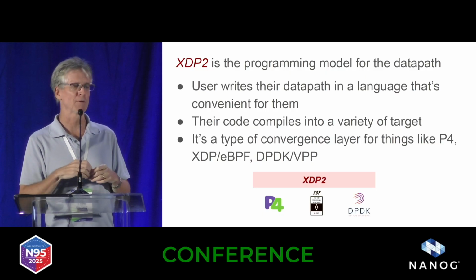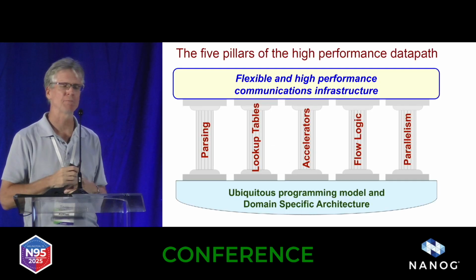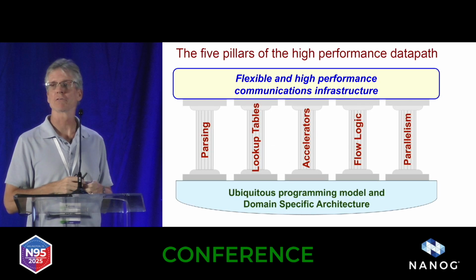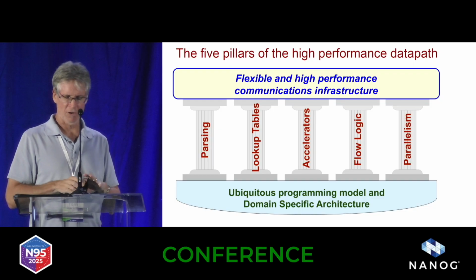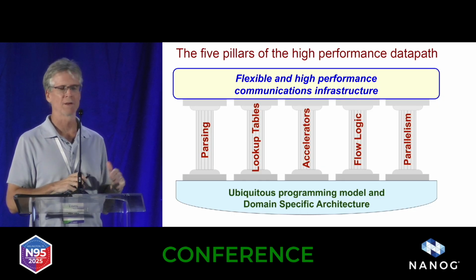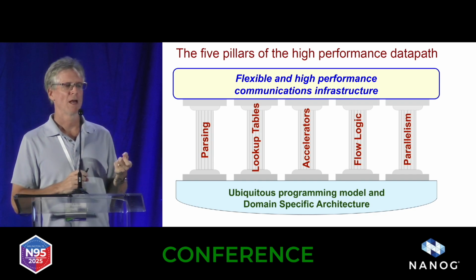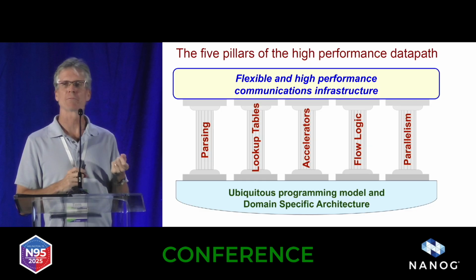It's pretty popular in the telco brain. So we're thinking of XDP2 as a convergence layer for all of that. I'll give a little bit of background on XDP2. There is a little bit of theory and some goals behind it, what I call the 5 pillars of high performance. And the pillars are parsing, lookup tables, accelerators, flow logic, and parallelism.